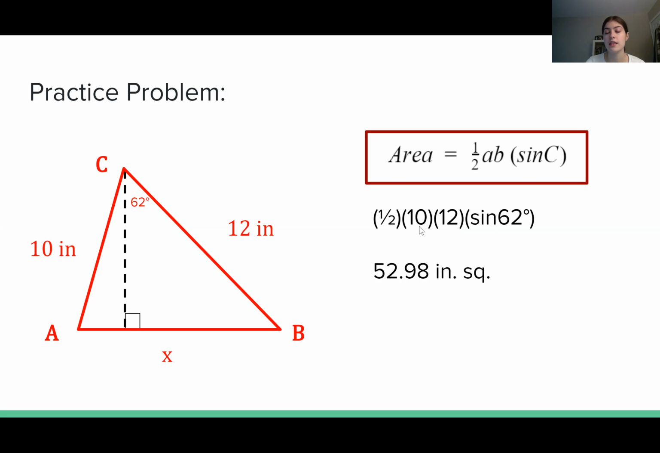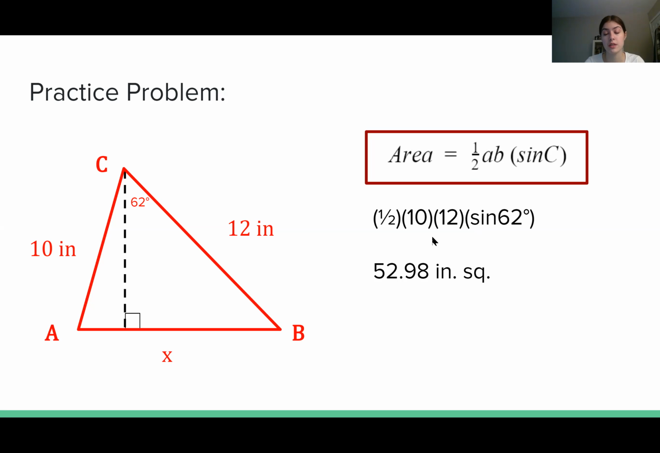And again, the order doesn't actually matter, right? Here I have written side B and side A. That doesn't matter. When we're looking at this formula, the order doesn't matter, right? So technically it would be 1/2 times 12 times 10, because side A is 12 and side B is 10. Doesn't matter for this formula, right?